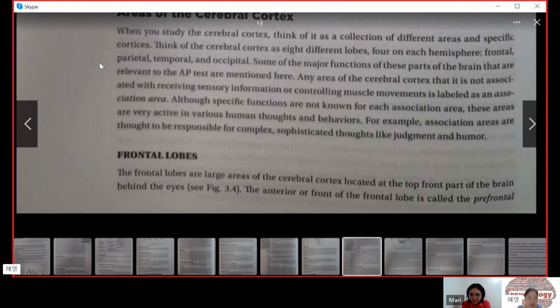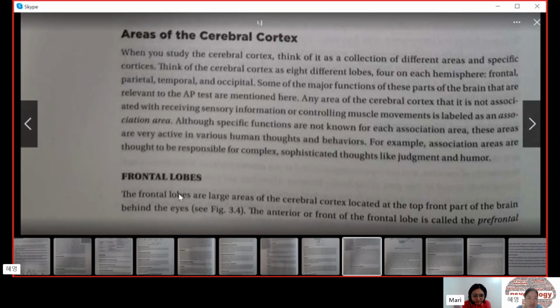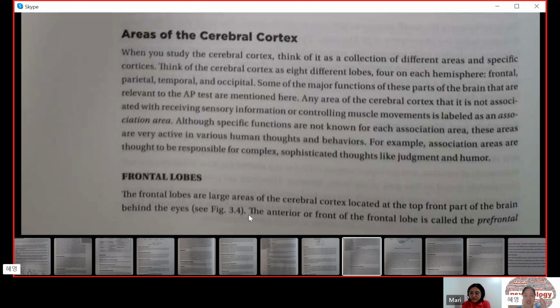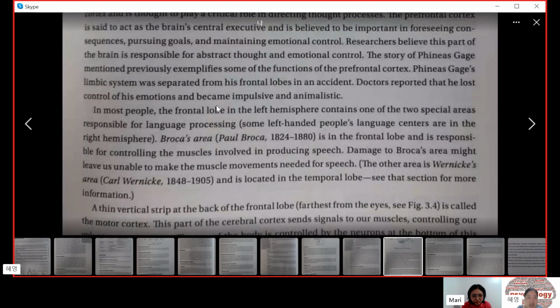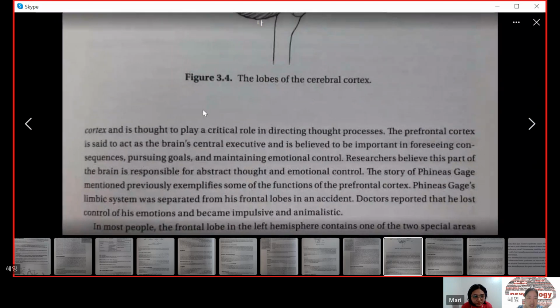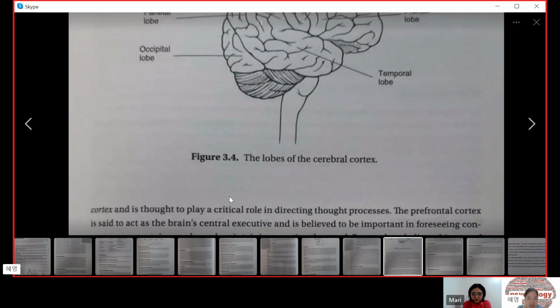So, and next one is frontal lobes. Frontal lobes are a large area of the cerebral cortex, which is located at the top front part of the brain behind the eyes. The anterior or front of the frontal lobe is called the prefrontal cortex. And let's look at this one.